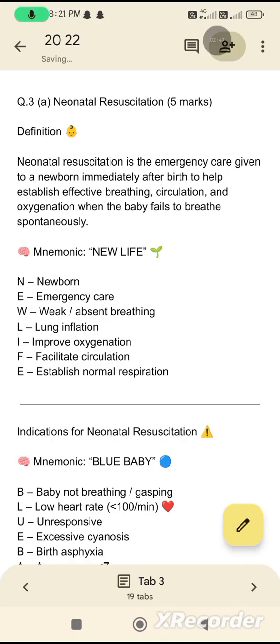Next question is neonatal resuscitation. You can learn by the mnemonic new life. It is for newborn, emergency care, weak and absent breathing, lung inflation, improve oxygenation, facilitate circulation, establish normal respiration.